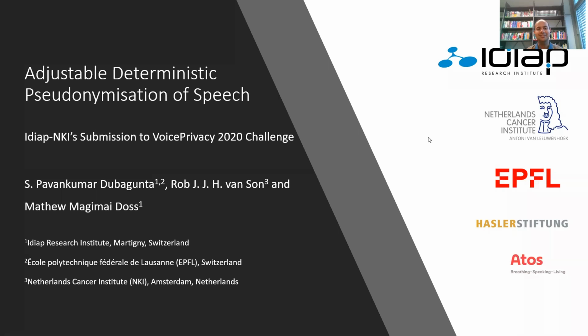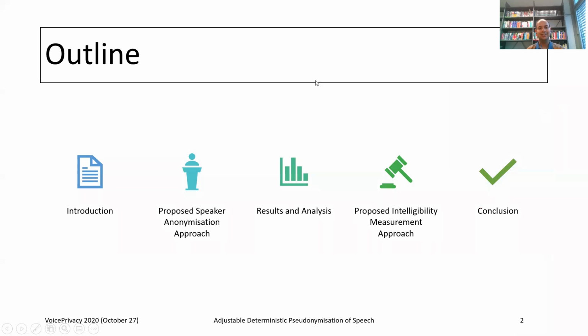Hello, my name is Pavan, and I will be discussing our submission to the Voice Privacy 2020 challenge titled Adjustable Deterministic Pseudonymization of Speech. The outline of the talk is going to be an introduction and what we proposed to anonymize speech, results and analysis, followed by the proposed intelligibility measurement approach, and followed by conclusion.